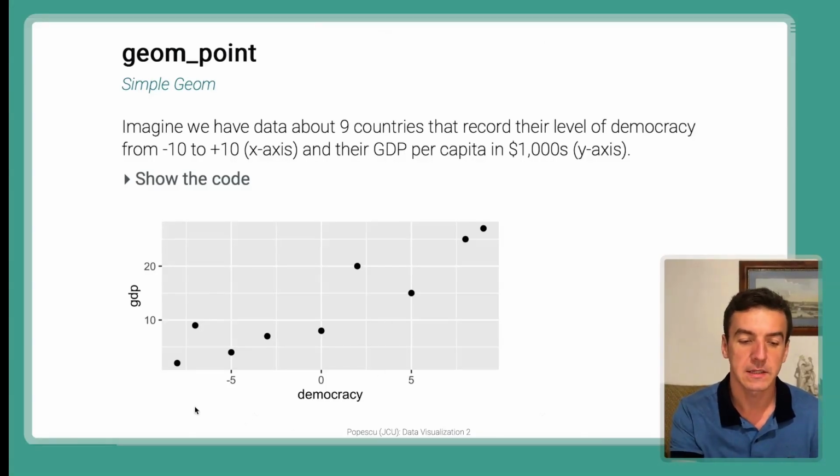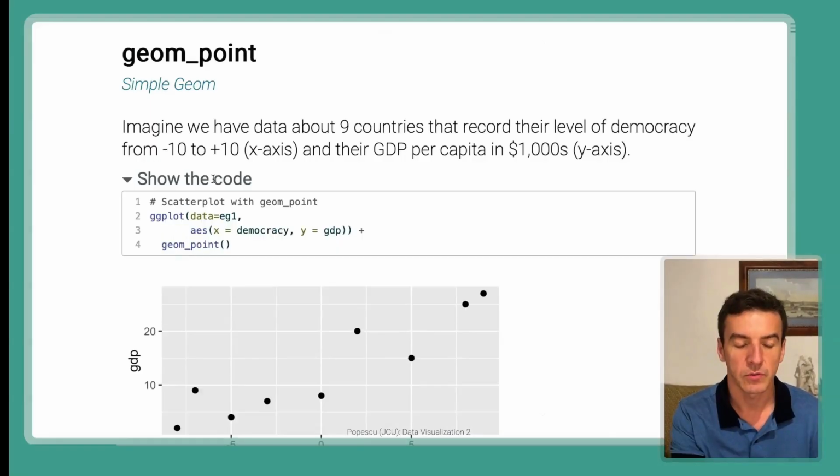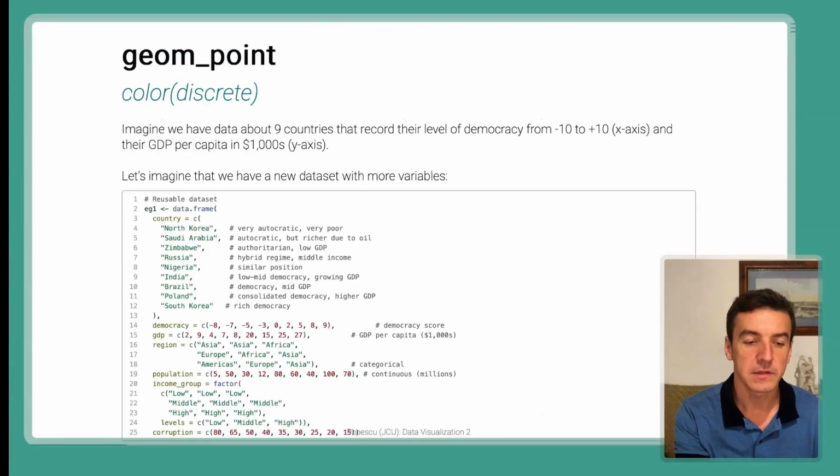On the x-axis, we have the level of democracy. On the y-axis, we have GDP per capita. The points in this graph represent the countries. So just to remind you, we have ggplot, we have the data, EG1, we have the x variable, which is the level of democracy, and we have the y variable, which is GDP per capita. Okay, this is how we can use discrete.